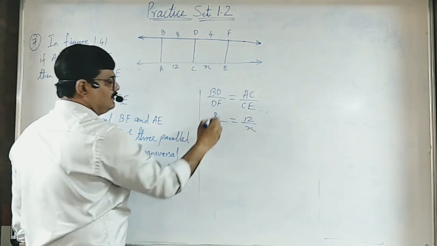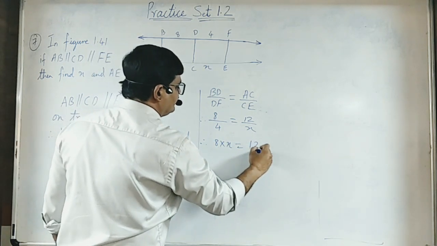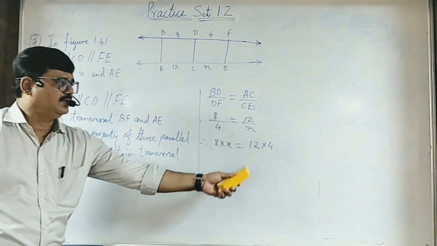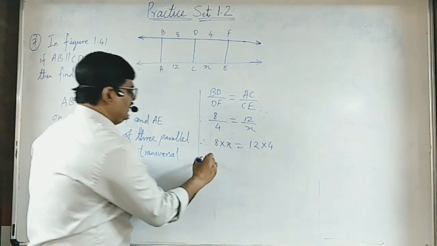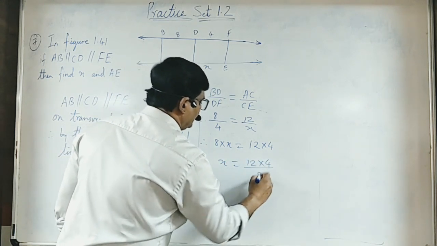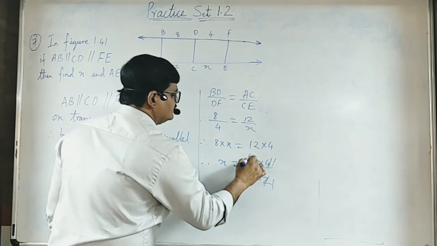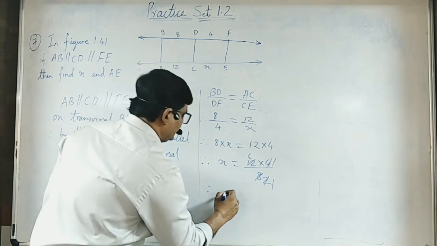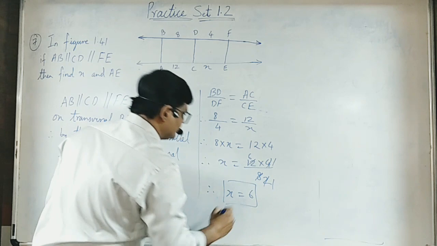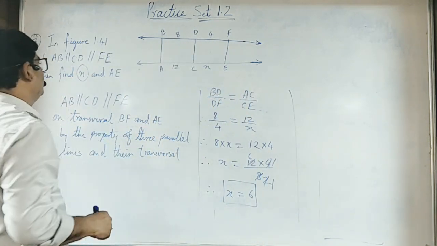Now what is to be done? It's very simple. Again cross multiply. 8 will multiply with X, and 12 will multiply with 4. Now X is multiplying with 8, so 8 will go to the right hand side and divide. So X is equal to 12 into 4 upon 8. 4 ones are 4, 4 twos are 8, 2 ones are 2, 2 sixes are 12, and therefore X's value is 6. That is your first question over. That is what they have asked: find the value of X.